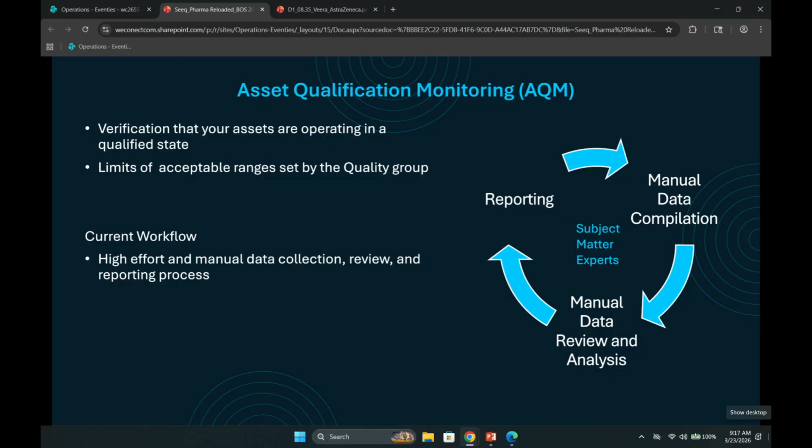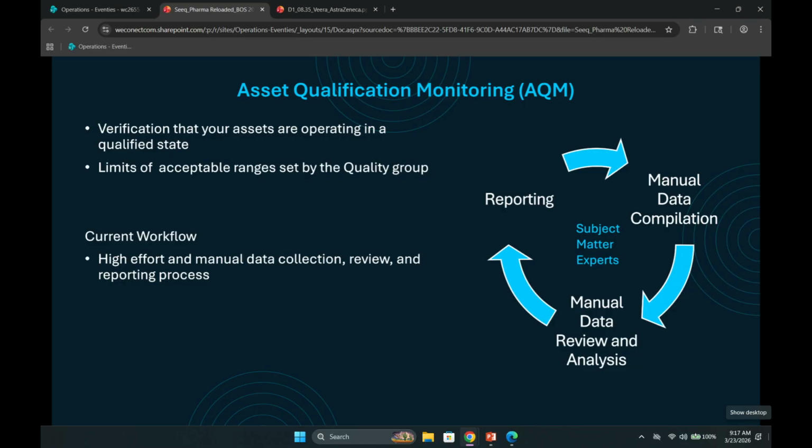Yeah, thanks, Joel, for the overview of CPV. And really what I want to do now is try to tie in the whole concept of AQM into CPV, and how does that look within a single platform approaching those two. So asset qualification monitoring, what is it really? Just verifying that your assets are operating in a qualified state. So those acceptable ranges, operating limits, typically set by your quality group.